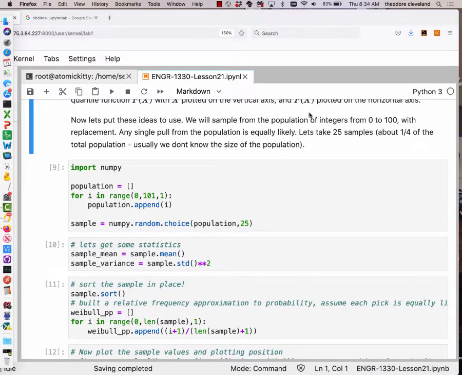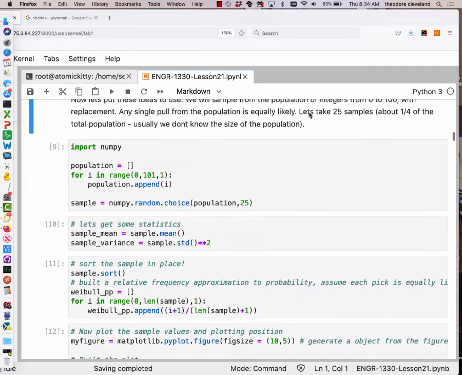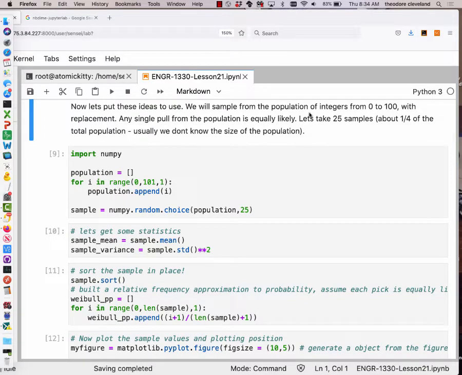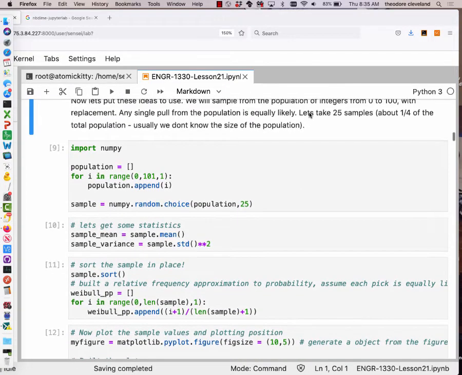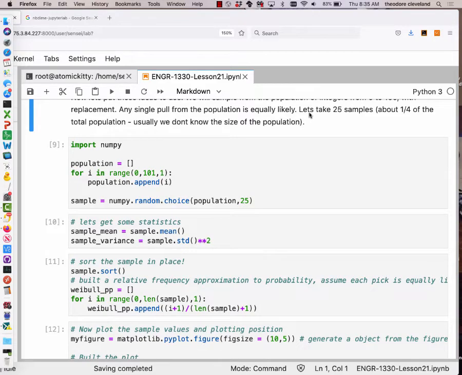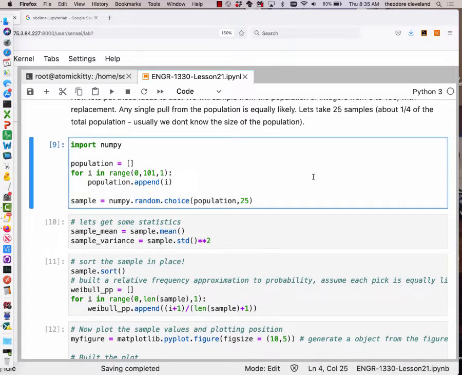Now let's put these ideas to use. We'll sample from the population of integers from 0 to 100. You remember those things. As we take them out of the bucket, we'll write them down and then put them back. And we'll use a uniform distribution where a single pull from the population is equally likely. Then we'll do 25 of them, roughly a quarter of the total collection. But we don't know the size of the population, and because we're doing replacement, it kind of doesn't make sense.